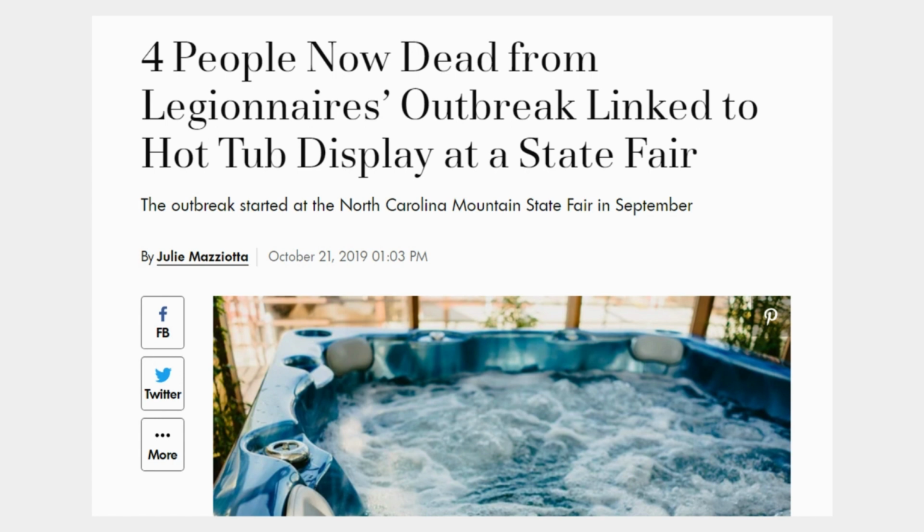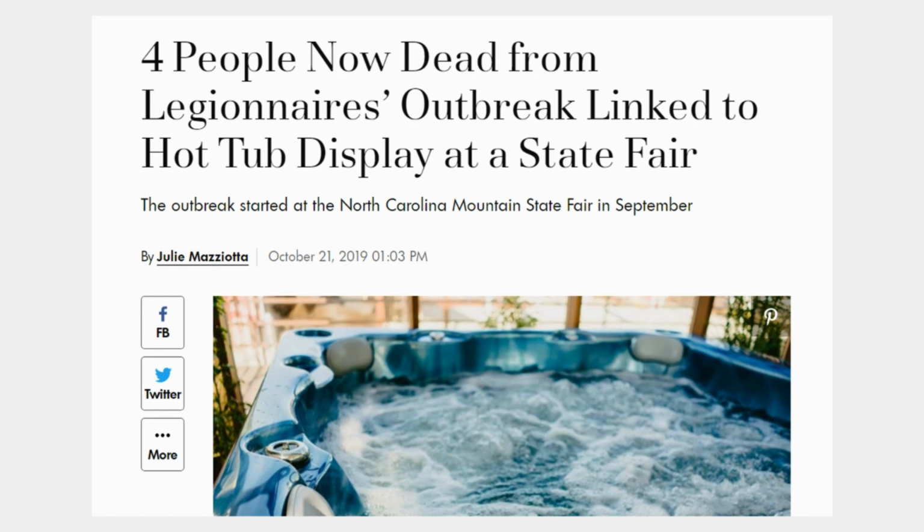And since we're on the topic of atypical bacterial pneumonia, I thought I would show you guys a news story from 2019 related to Legionnaire's disease. In 2019, there was a North Carolina State Fair where there was a hot tub display, and the water in those hot tubs was apparently contaminated with Legionella. And just by walking past the hot tub display and inhaling the steam from the hot tubs, over 130 people came down with Legionnaire's disease and 4 people died.